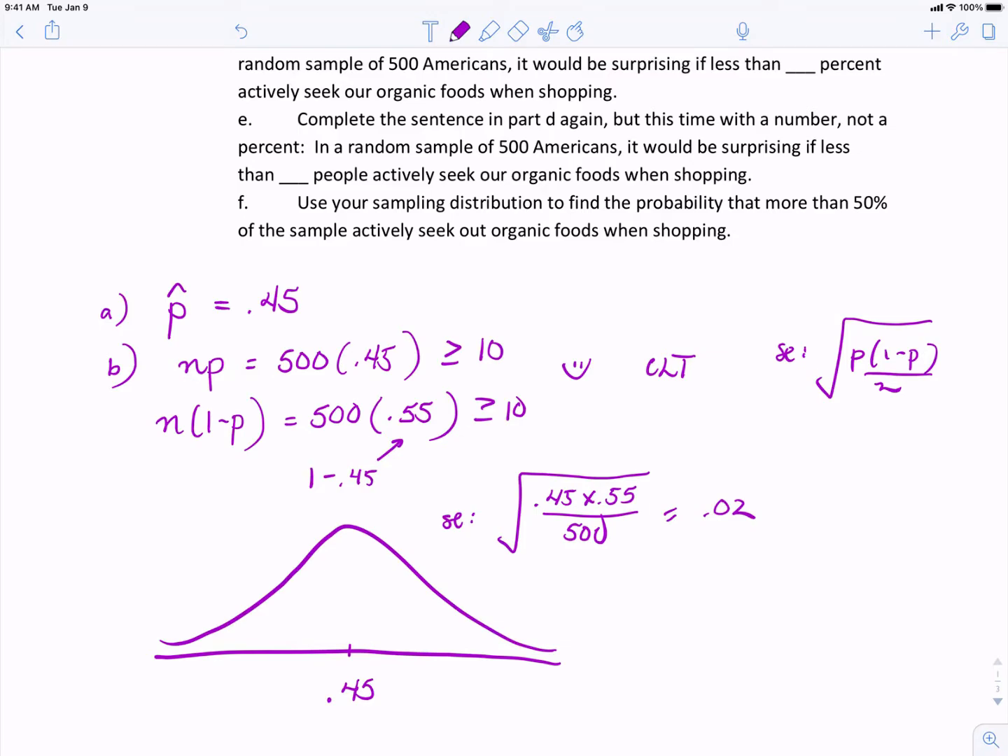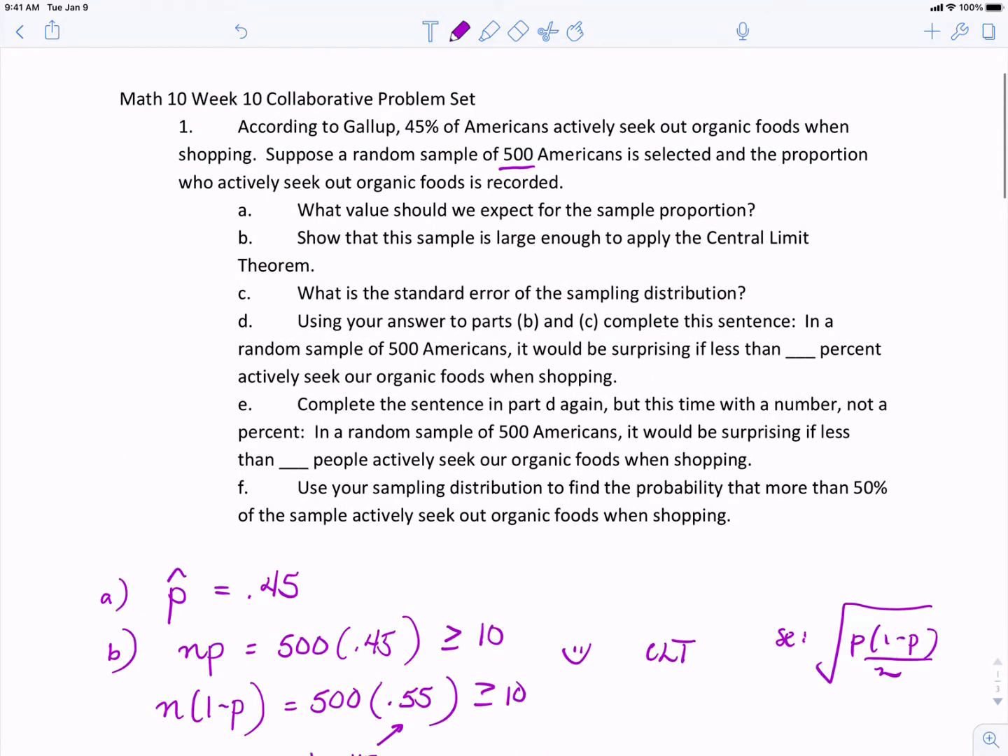I'm just using 2. All right, so we found the sample proportion, our expected value for that. We showed that the sample was large enough. We just found the standard error. Part D. Using your answers to Part B and C, complete this sentence. In a random sample of 500 Americans, it would be surprising if blank percent actively seek out organic foods while shopping.